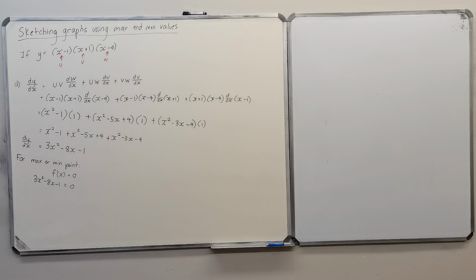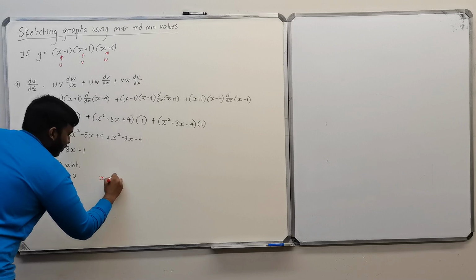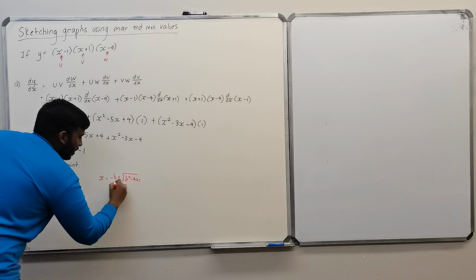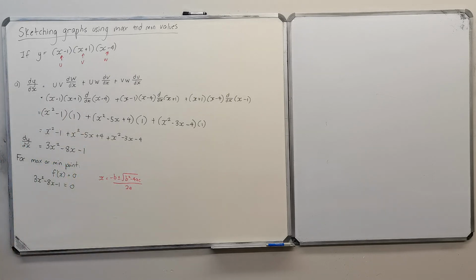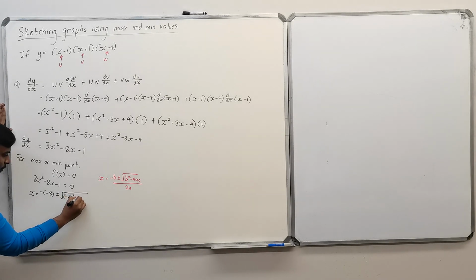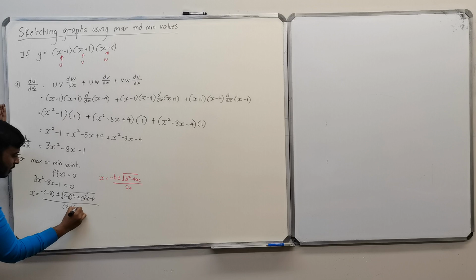Okay, so let's use the quadratic formula, right? The quadratic formula is x is equal to minus b plus minus the square root of b squared minus 4ac all over 2a, right? That's the quadratic formula. So your values of x here would be equal to minus 8 plus minus the square root of minus 8 squared minus 4 times 3 times minus 1 all over 2 times 3.